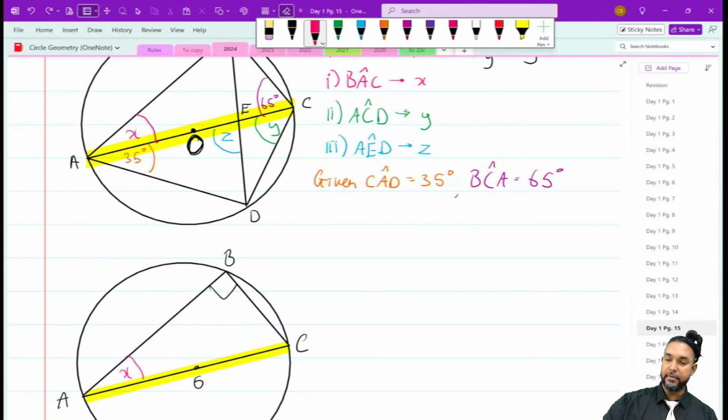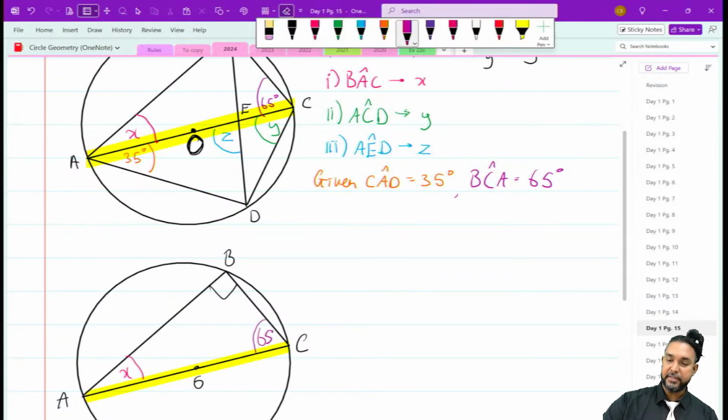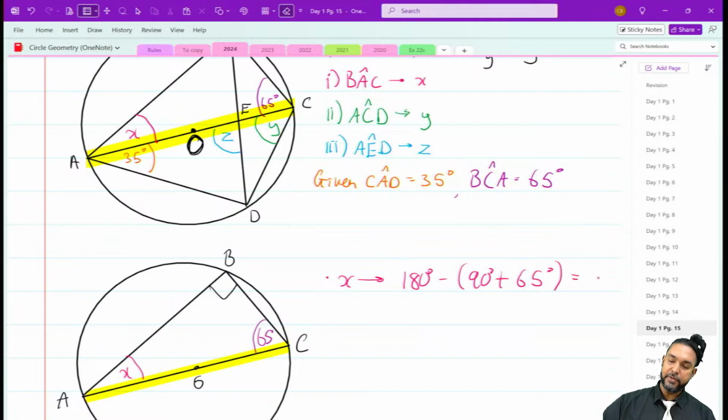Now we are given this 65-degree angle here, so to find x is actually a relatively simple matter. x would be equal to 180 minus 90 plus 65, which will give us 25 degrees.